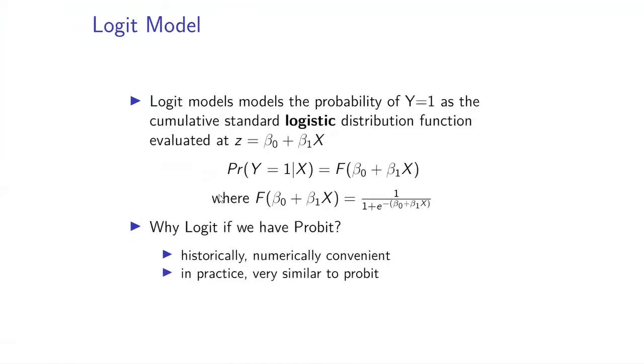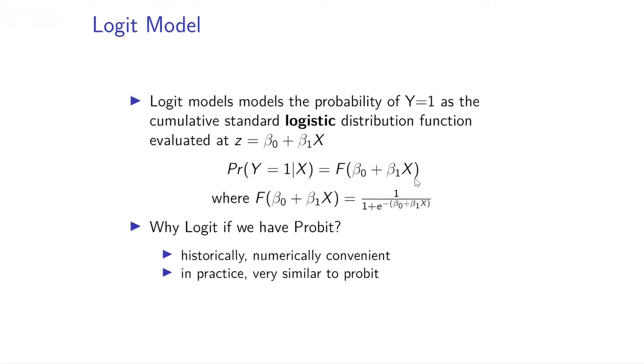The logit model is very similar to the probit model. The difference between the logit and probit is that the right-hand side of the logit model is given by the CDF of a logistic distribution, evaluated at beta naught plus beta 1 times x.